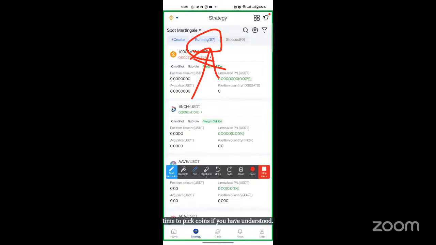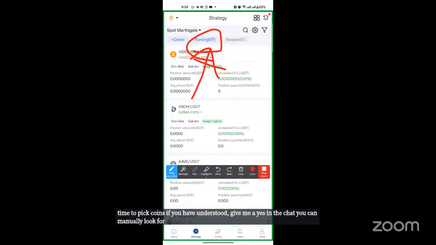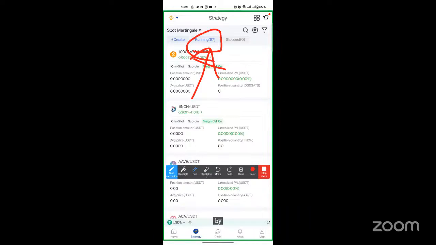You can manually look for the coin, or you can automate the coin selection by yourself. I'll allow in 3 questions, and then we come to the end of the call.